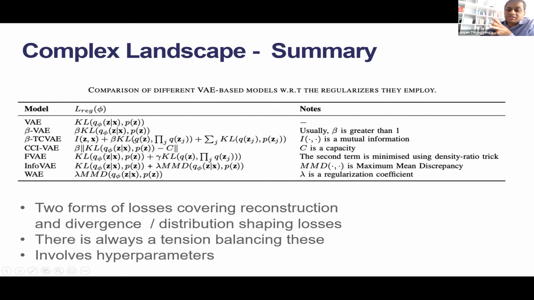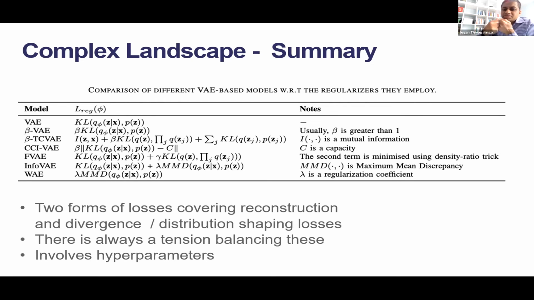All of these models really use 2 forms of losses. One is effectively the reconstruction loss. In other words, these models basically generate the input data and try to get as close as possible to the input data. And also the divergence loss. This is effectively matching the prior with the actual distribution. So there's always a tension between these two.